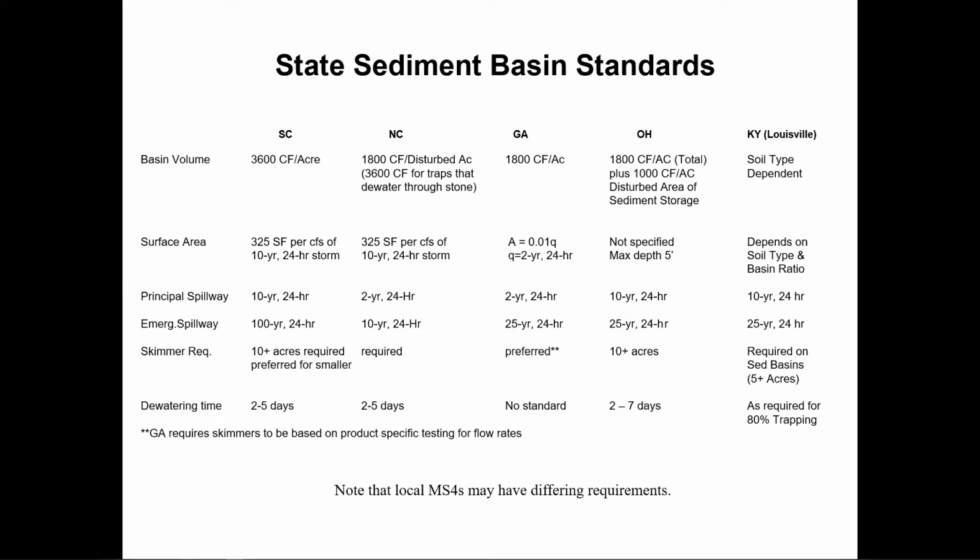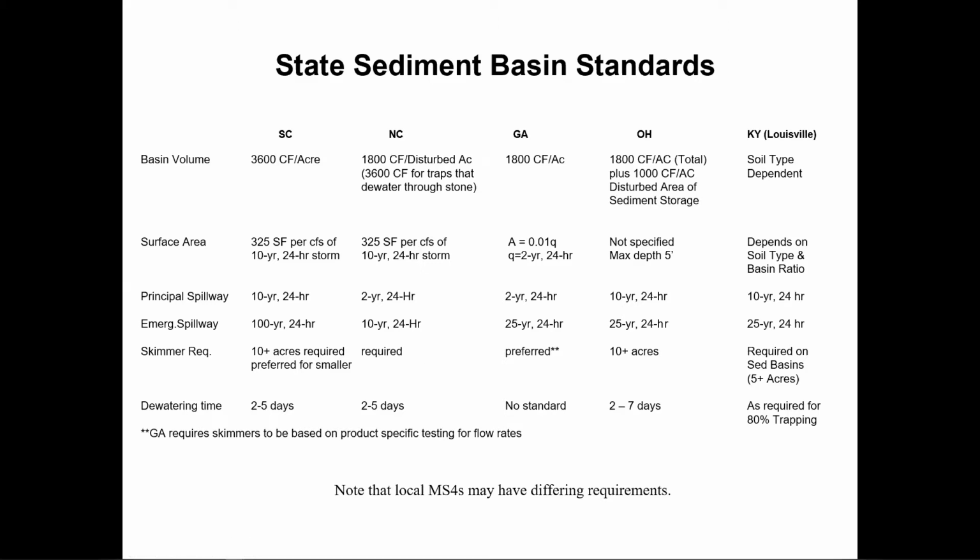And then where skimmers are required does vary quite a bit. In South Carolina, they're not technically required unless you have 10 plus acres going to a basin. However, I will caveat that to say if you have a sediment basin design and not a sediment trap design, which the trap would typically be a rock outlet, not a riser structure, then they do typically require skimmers to be installed. In North Carolina, they're required on most basins.